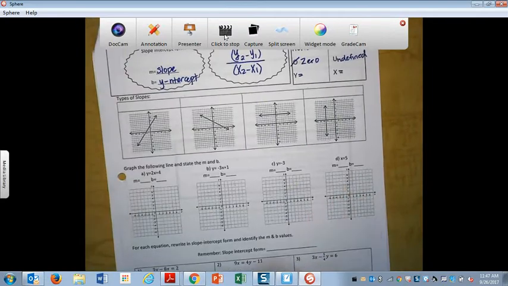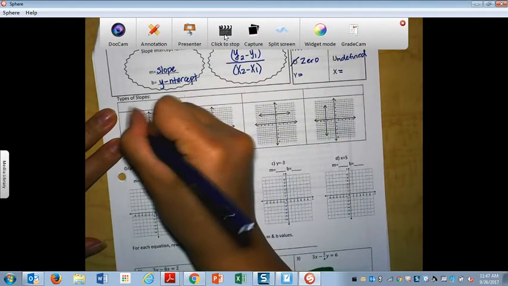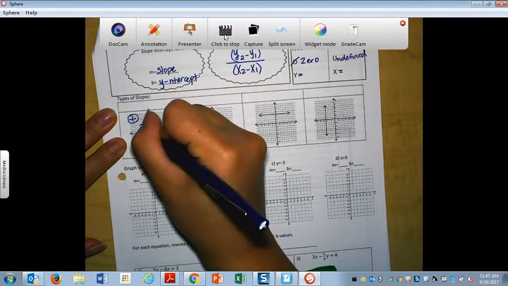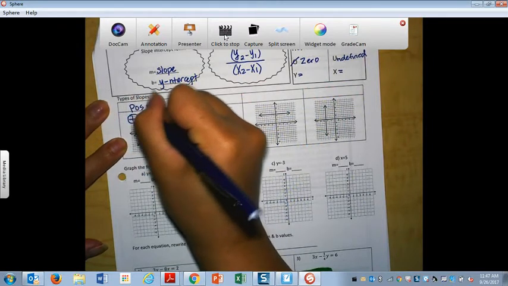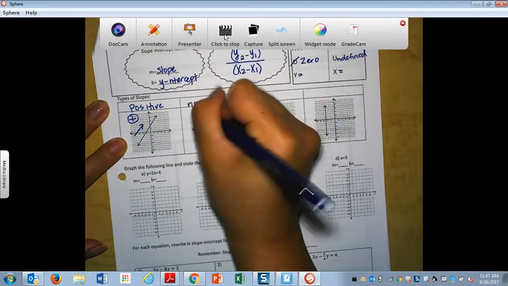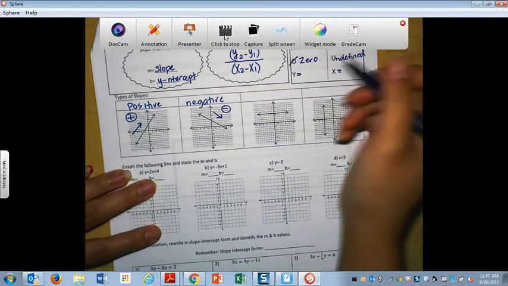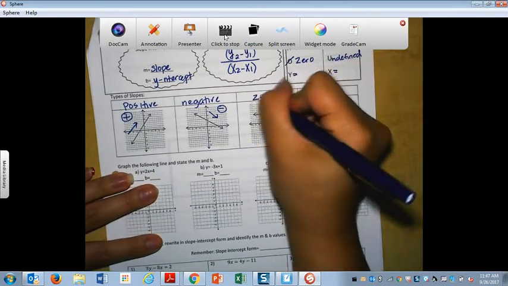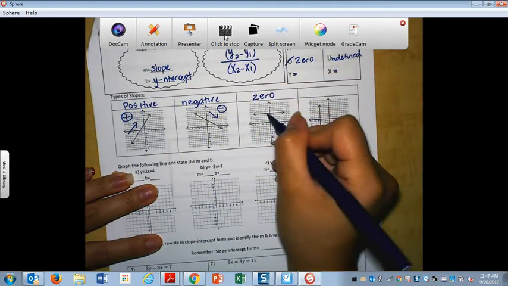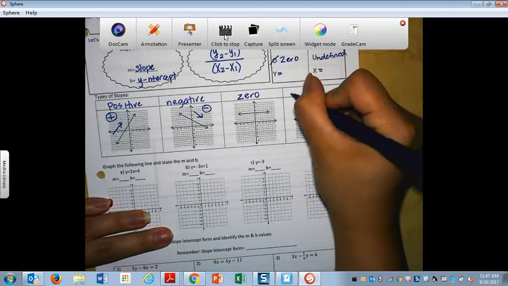Okay, so now types of slopes. You have, this is positive. Okay, it's going in the upwards direction. Okay, then you have negative, it's going downwards, and then you have a zero slope. Okay, these are for, again, horizontal lines, and then for vertical lines you have undefined slopes.